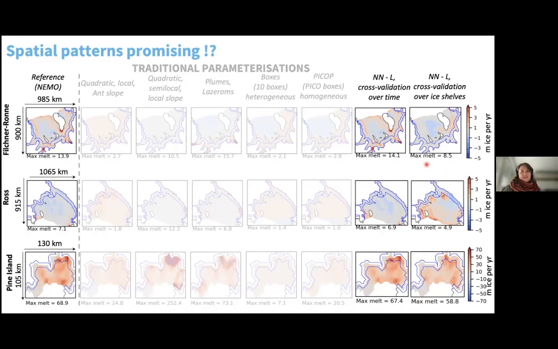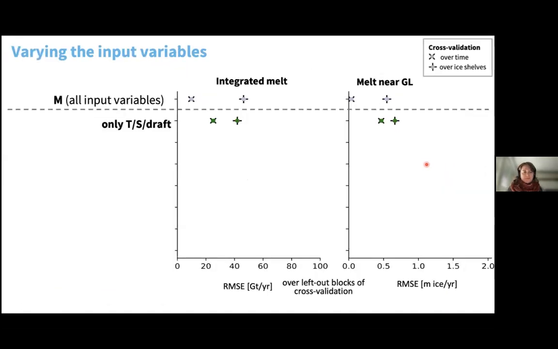So with these results, we didn't really know how to continue. We knew, but we wanted to try something else. One idea was that maybe it overfits to some variables. So maybe if we put these variables away, it will understand more of the physical links. So we varied the input variables a bit.